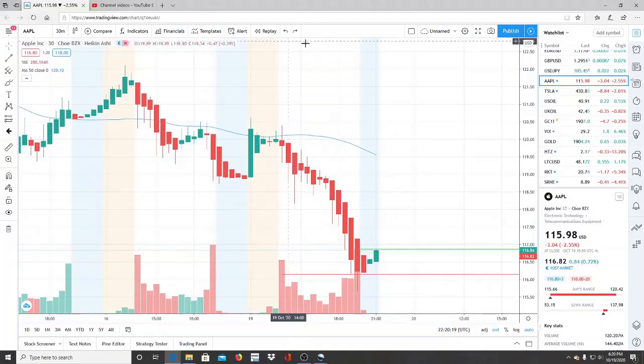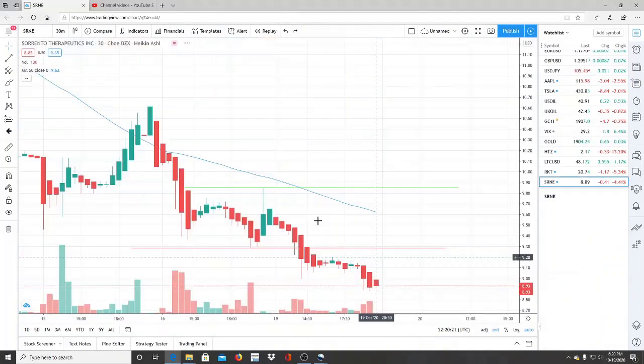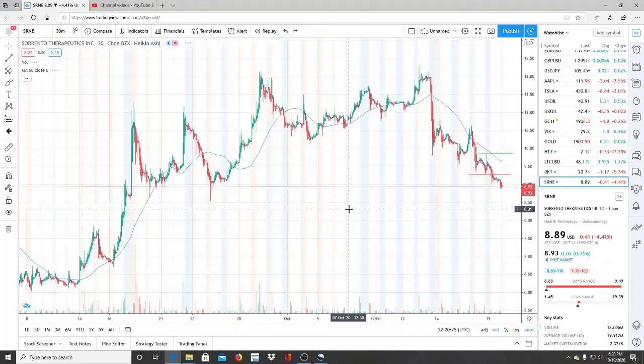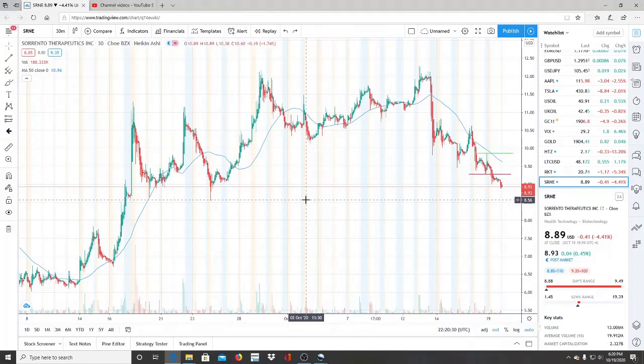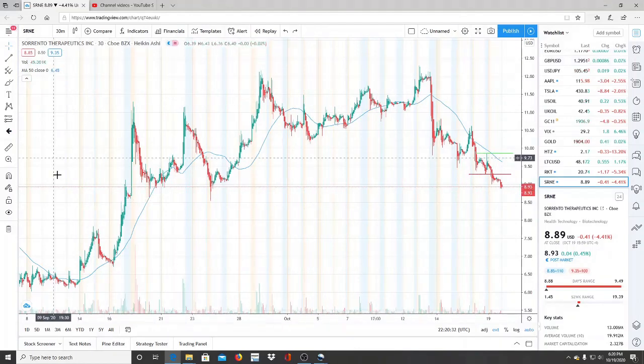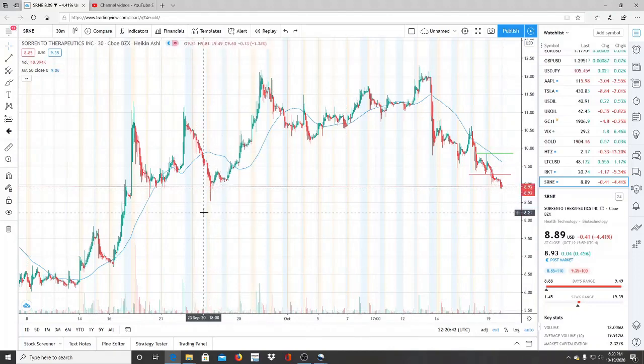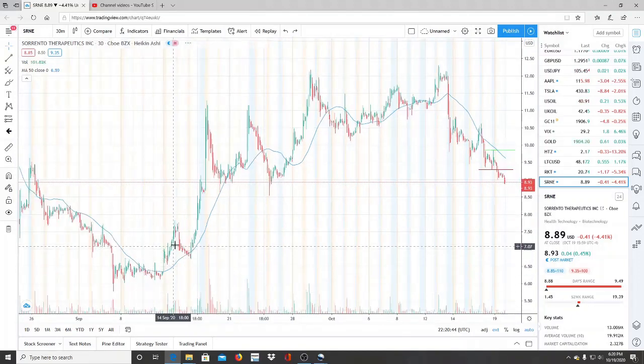And I can't believe that this actually jumped back to Apple, excuse me for that, but we're back here in SRNE. So it's super important to keep that 8.55 mark in mind. I hope that Apple jump didn't confuse anyone. It was actually just that the screen switched, but we're back here.